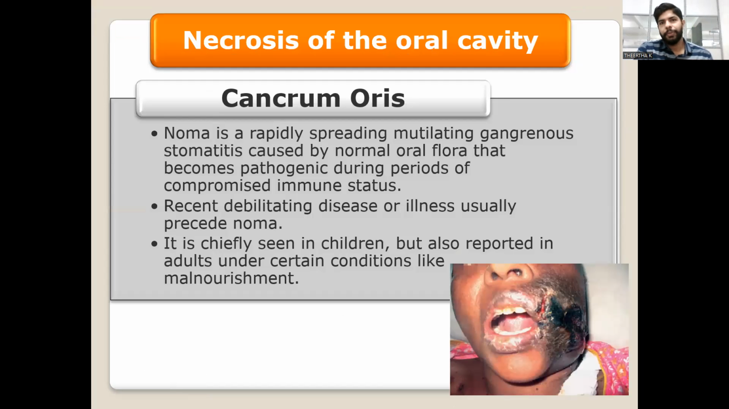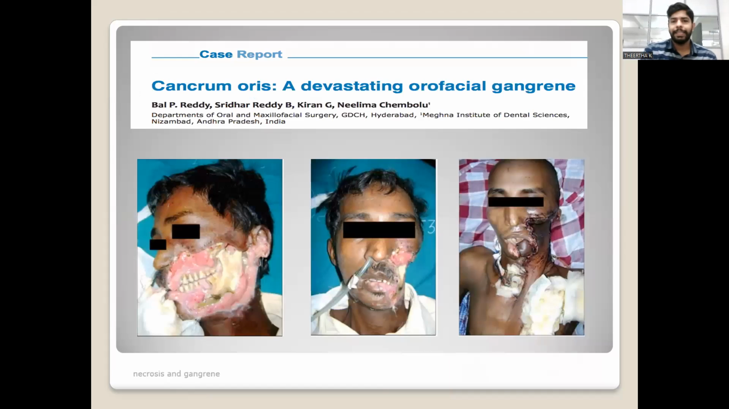Coming to the necrosis of the oral cavity, cancrum oris or noma is a rapidly spreading mutilating gangrenous stomatitis caused by normal oral flora that becomes pathogenic during periods of compromised immunity. A recent debilitating disease or illness usually precedes noma. It is chiefly seen in children, but also reported in adults under certain conditions like malnourishment. This is a case report showing a case of cancrum oris.